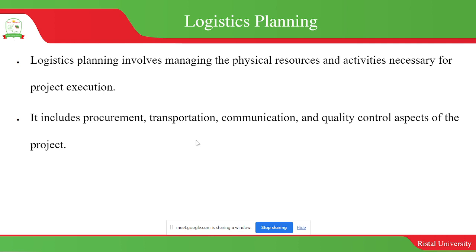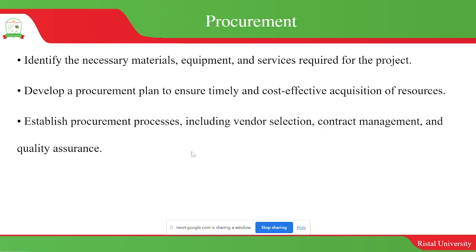And then the other aspect is the logistics planning, which is basically to make sure that the physical resources are available at the right time, in the right place. So that means that you need to look at issues of procurement, that is buying, and then transporting, and then proper documentation and communication about what you have and how to maintain what you have bought, the logistics. Yeah, that is very, very vital.